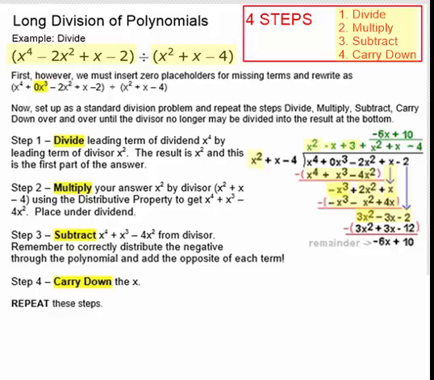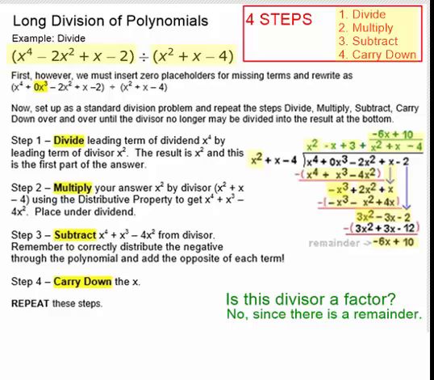And when we subtract, we end up with negative 3x minus 3x is negative 6x, negative 2 plus 12 is 10. That's our remainder. Once the degree of the bottom result is less than our divisor, we can no longer divide. We place that remainder over the divisor as part of our answer, so we have plus the remainder over the divisor as the last part of our answer.